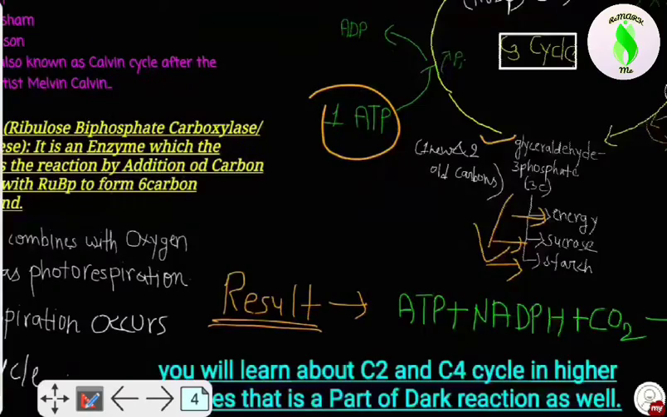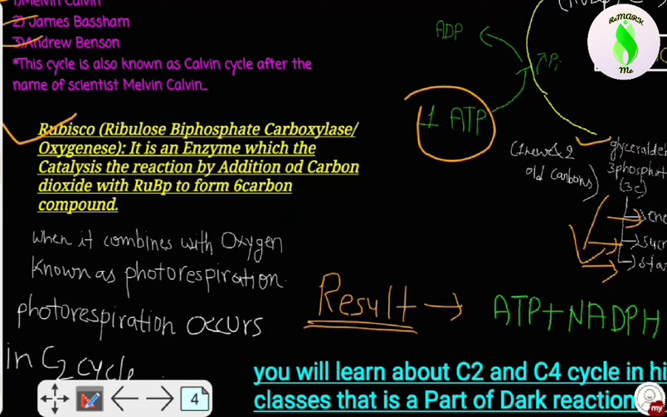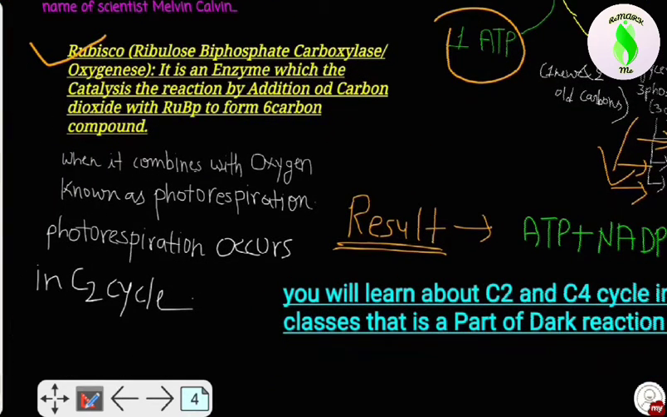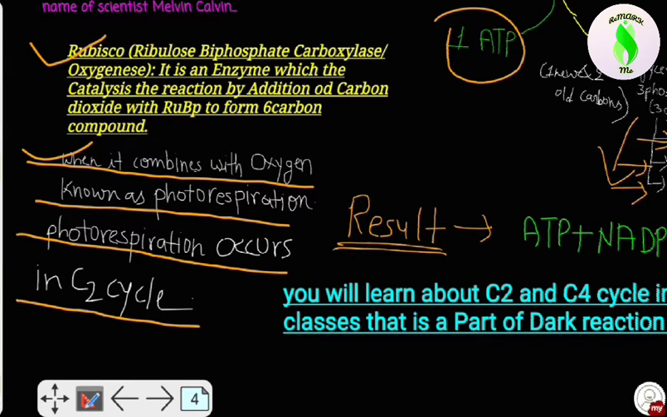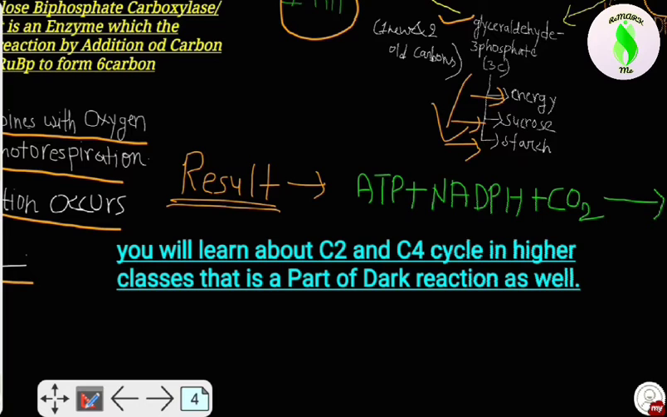As you can see over here, as I told you, Rubisco is an enzyme, that is ribulose bisphosphate carboxylase oxygenase. If there is abundant carbon dioxide, then it adds carbon to the RuBP, that is the 5 carbon sugar. And when there is no carbon dioxide, then it combines with oxygen, because it can do oxygenase. This combination with oxygen is known as photorespiration, and photorespiration occurs in the C2 cycle. You will learn about the C2 and C4 cycle in the higher classes, which is also part of dark reaction.